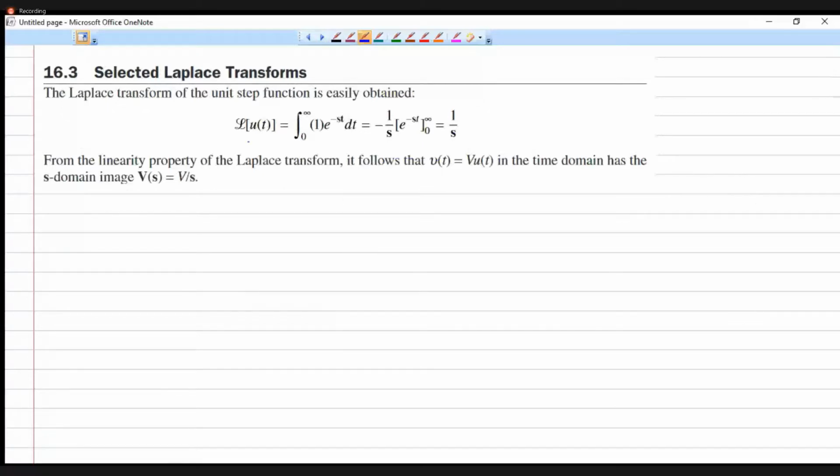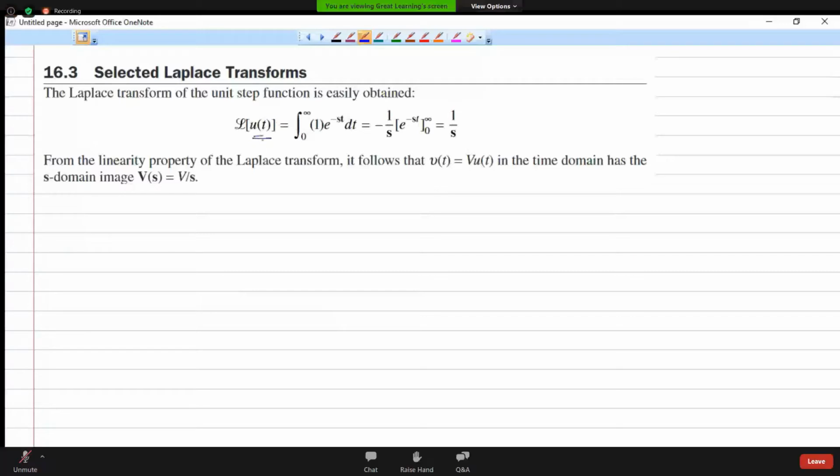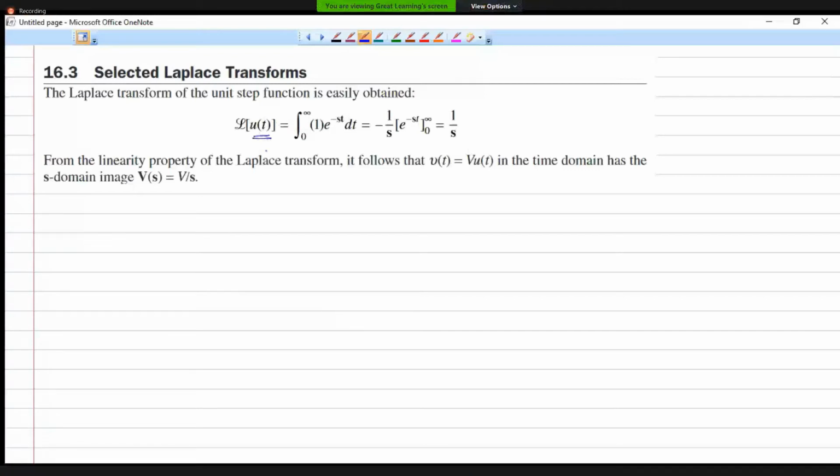And like I said, there are certain test signals that are already available, which we have studied. For example, u of t, which is the unit step function. Its Laplace transformation is already available. You can also do that integration of u of t times e power minus st dt. Ultimately, you will get the result that the Laplace transform of u of t is equal to 1 by s.